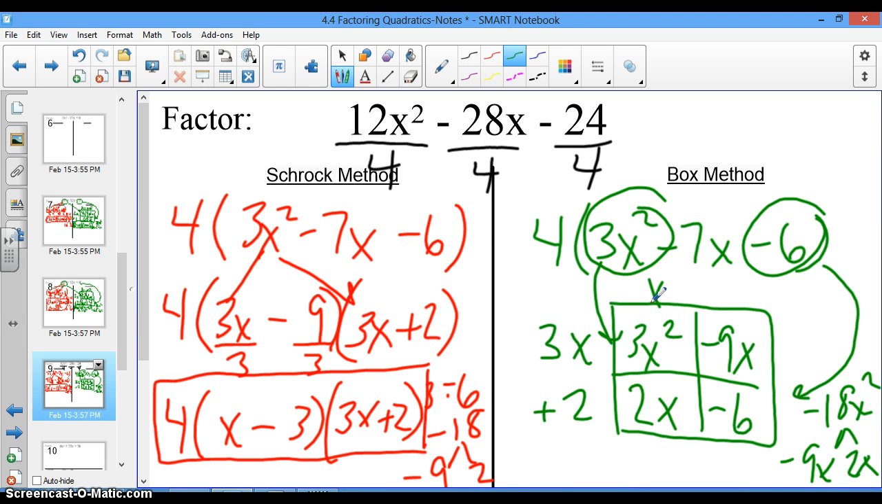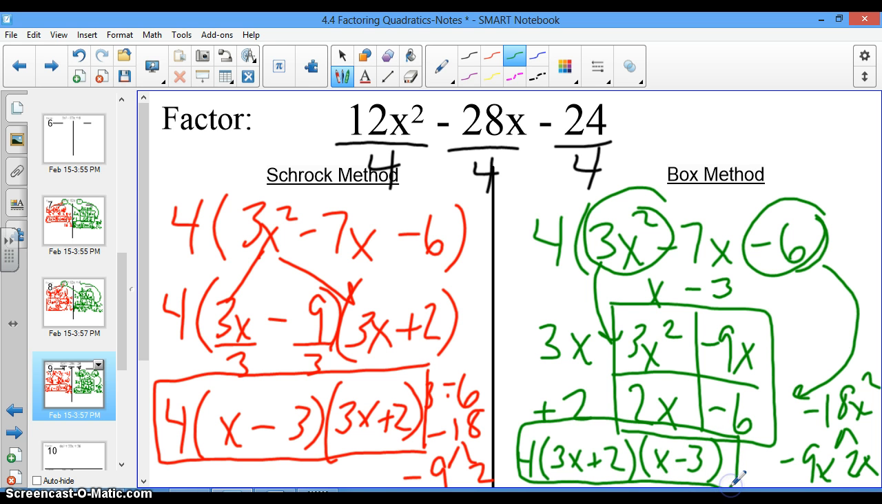Negative 9 and negative 6 are both divisible by 3, and since the top number is a negative, we bring out a negative. So I write my GCF, then my two factors. Again, the same exact thing for each one.